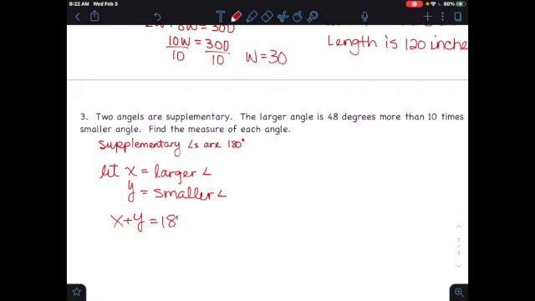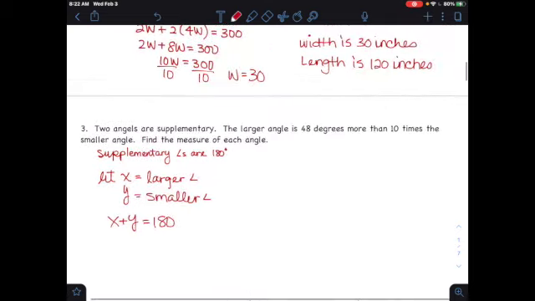So let's write that down. That's your first equation. And the second equation is right here. The larger angle is 48 degrees more than 10 times the smaller one. I usually like to read backwards, so it's the smaller angle.